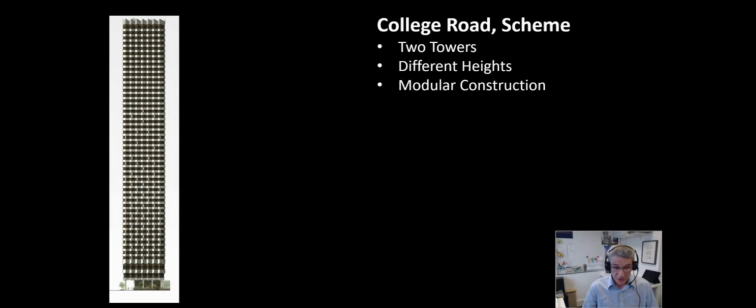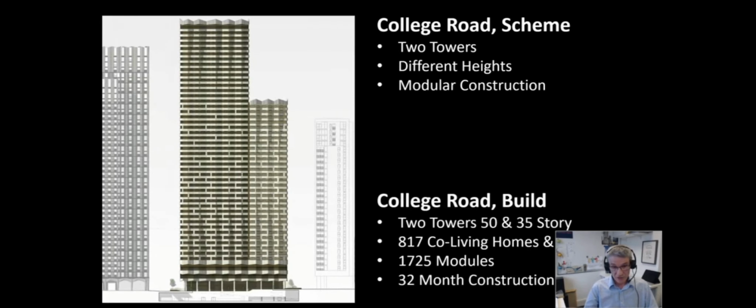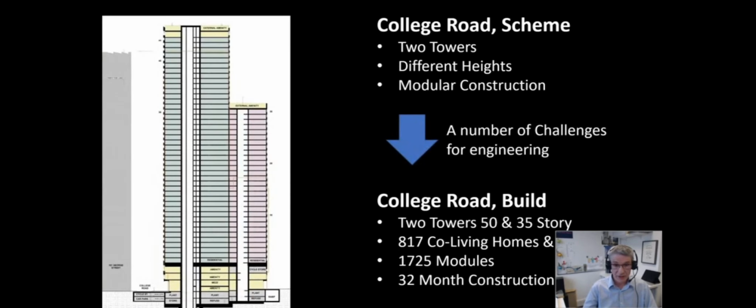Similar to the George Street project that we did, the College Road project has two towers of different heights. The towers are 35 and 50 stories, providing 817 co-living homes and 120 affordable, using about 1,725 modules and built in a 32-month construction program.